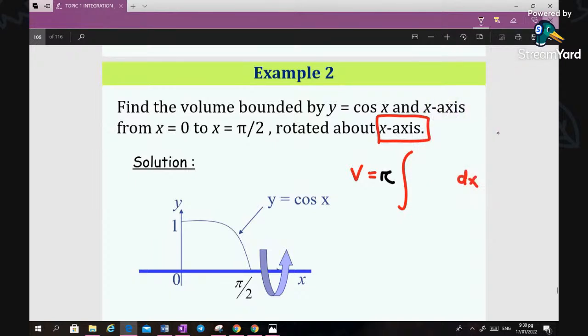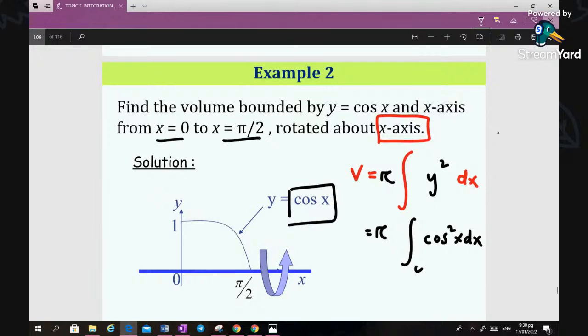Since it is about x, we need to write down y squared inside the formula. Why y squared? Because later when we substitute, y is this. So cos squared x dx. And the limit will follow the question, 0 until pi over 2.